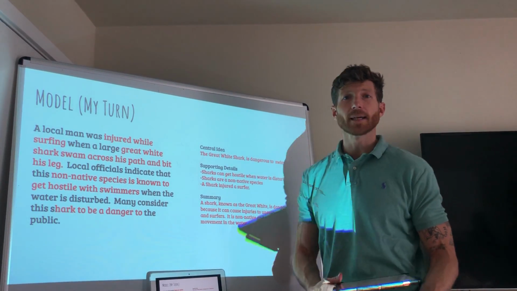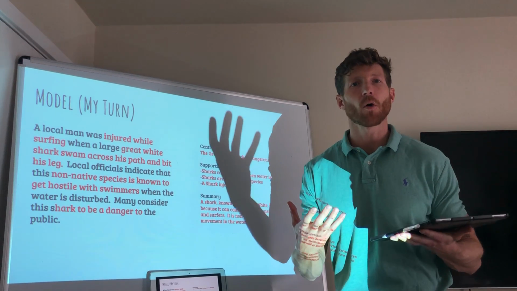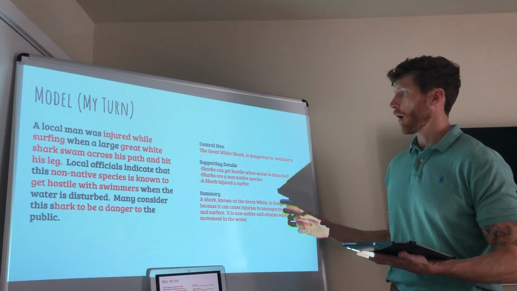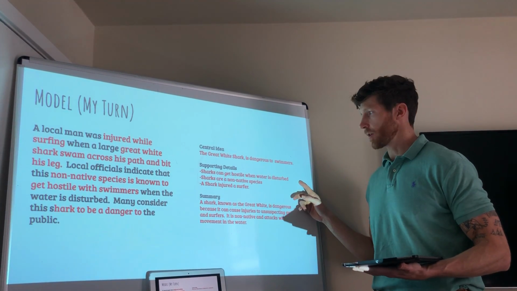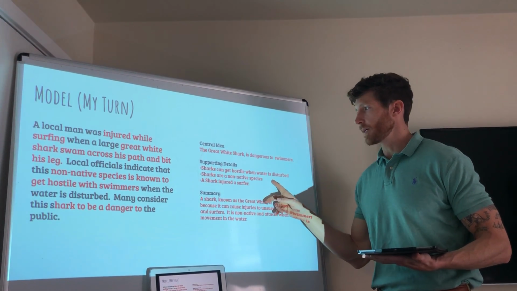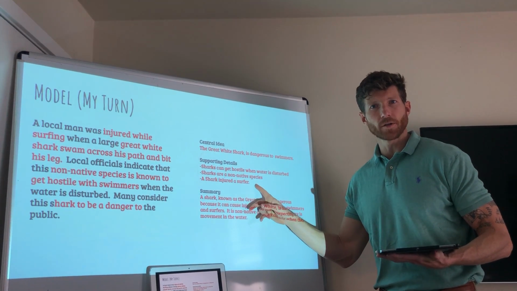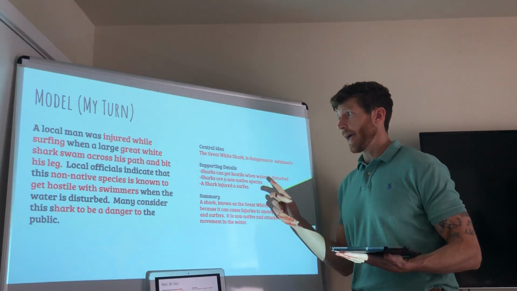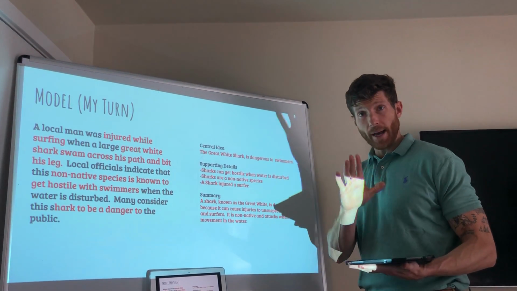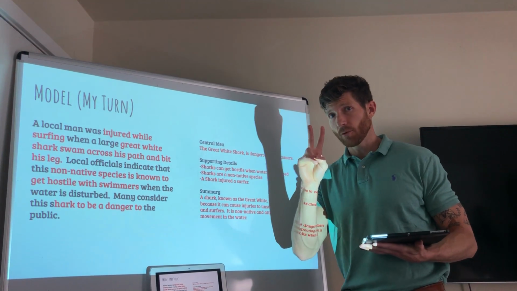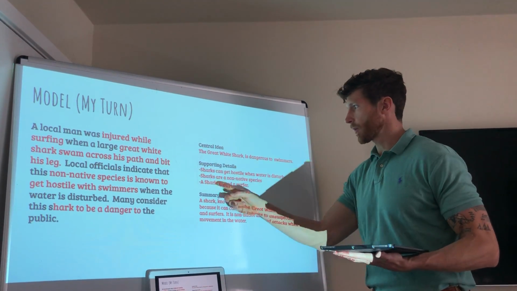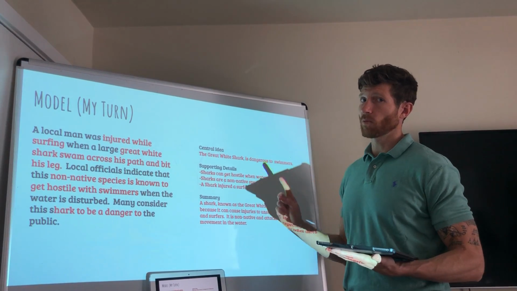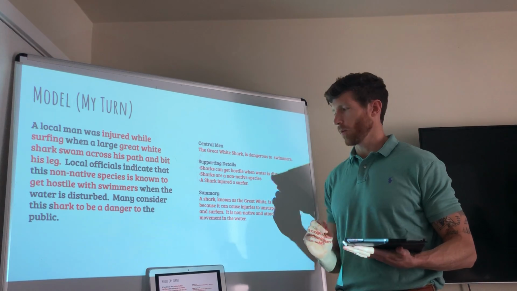Now, all central ideas have supporting details that hold them up. The supporting details that I pulled from this text are: sharks can get hostile when water is disturbed, sharks are a non-native species, and a shark injured a surfer in the water. Okay? So after I have my central idea and my supporting details, what I have to do is summarize in 2 to 3 sentences my central idea and the most important supporting details. Also, it's really important that that summary is in your own words.